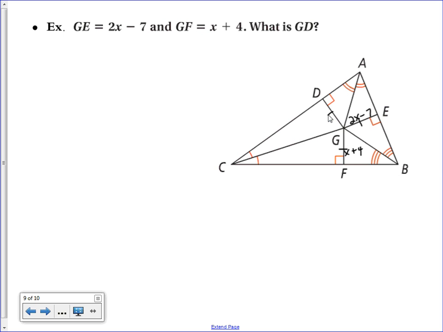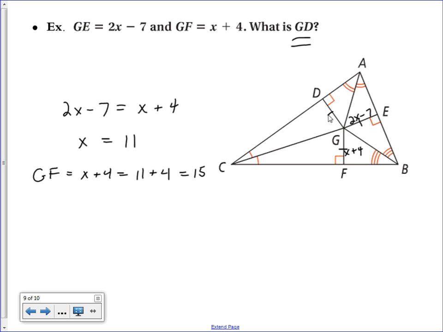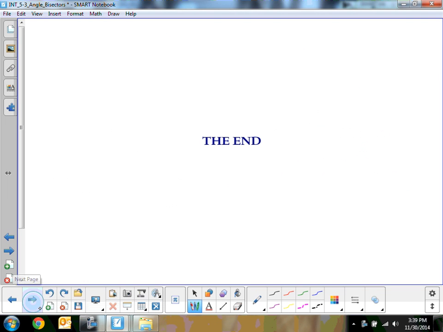So I can say 2x minus 7 equals x plus 4 in this picture, and then use that equation to solve for x. But it wants me to answer the question, what is GD? Well, GD is going to be the same length as GF and GE. So if you just find one of them, like let's say we found GF. If GF is x plus 4, and we just figured out that x is 11, then GF is 15, which means so is GD. So the length of GD equals 15. And that is all.